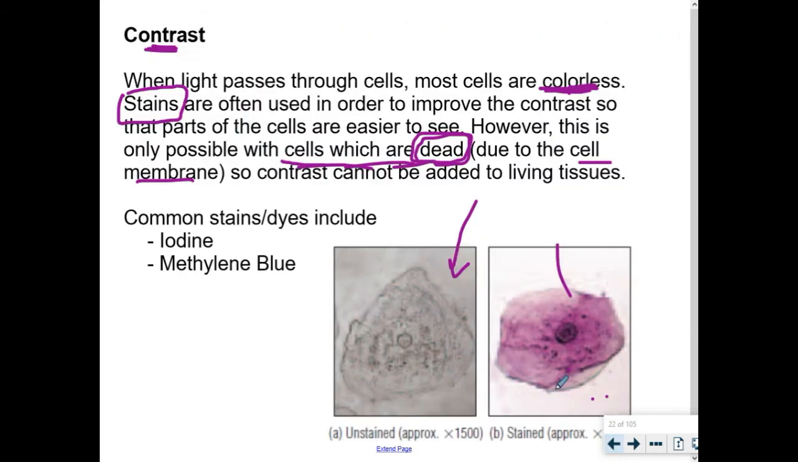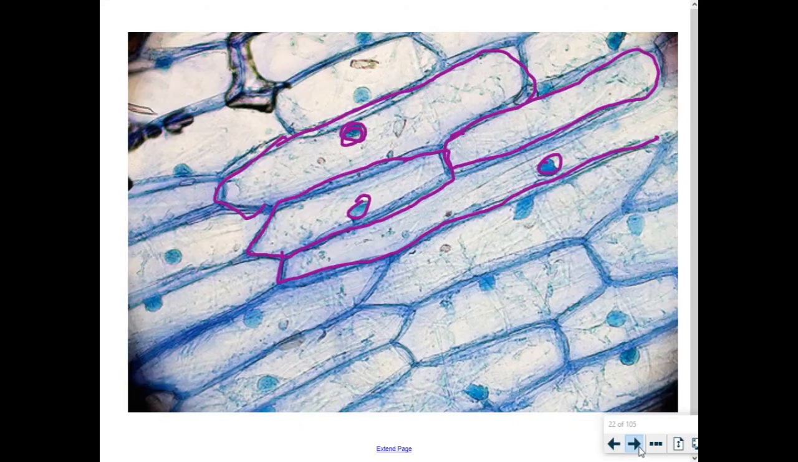So that's one of the techniques we use, is we use a contrast, a stain, or we use the word dye. But it's only useful if the cell is dead. If the cell is alive, the dye can't go in the cell. It won't let it.